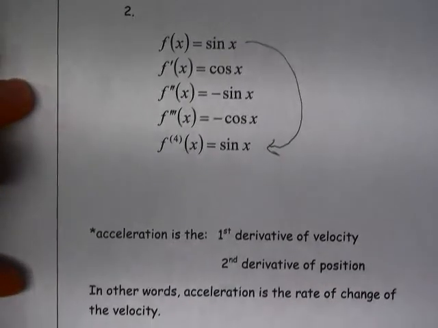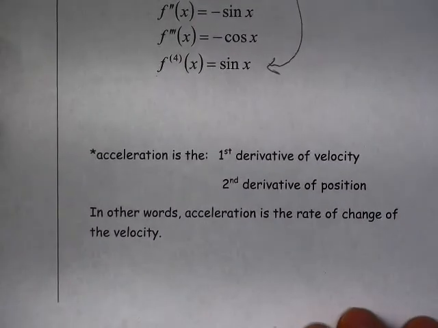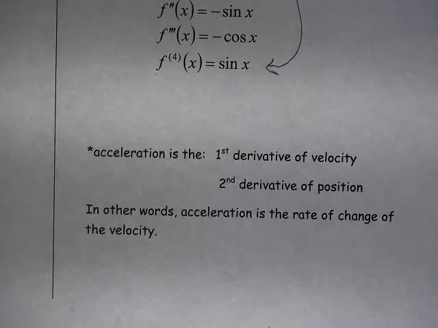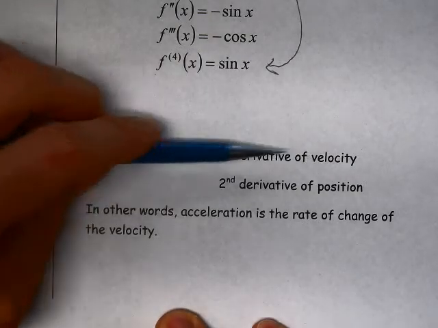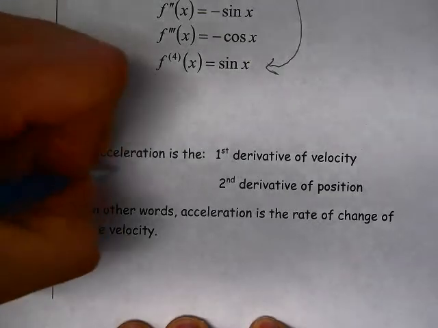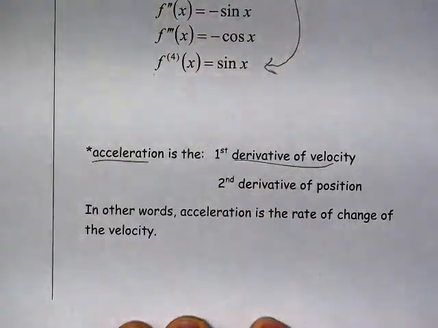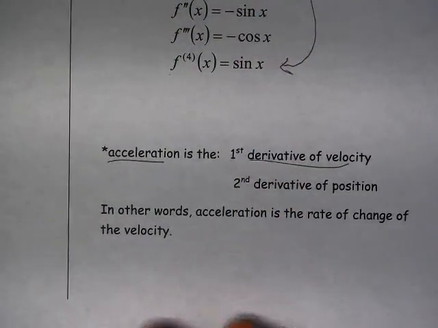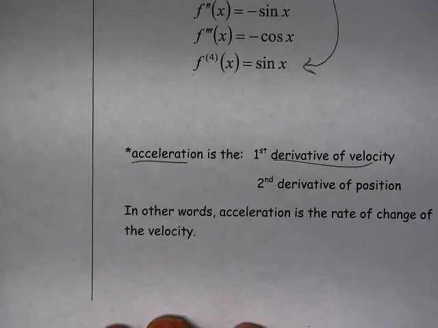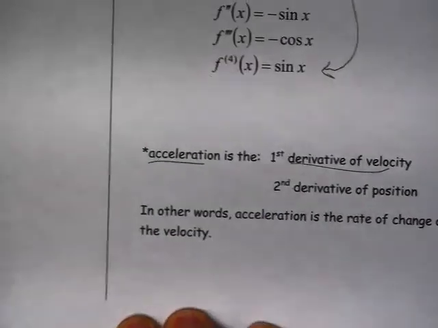In previous lessons, we've discussed velocity as the instantaneous rate of change of the position. So the velocity is the first derivative of the position. Acceleration is the derivative of velocity. Therefore, it's the second derivative of position.